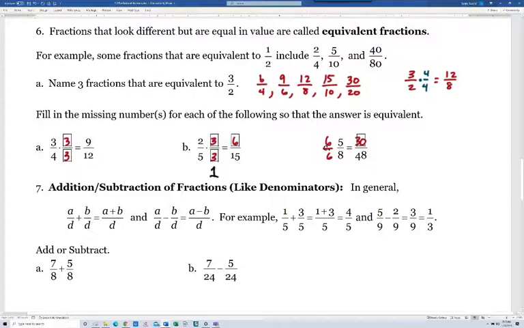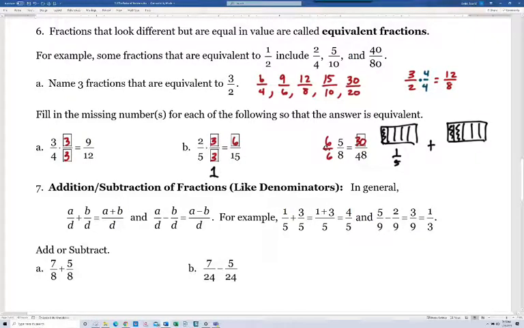A common mistake that students make is they add their denominators. So let me see if I can make some sense out of this. If you had 1, 2, 3, 4, 5, so 1/5, and you added that to 2/5.